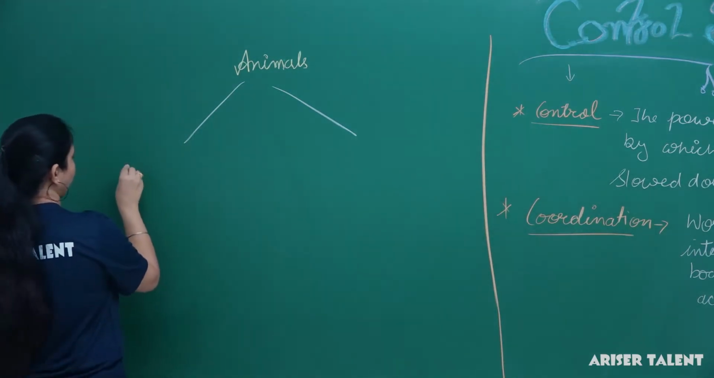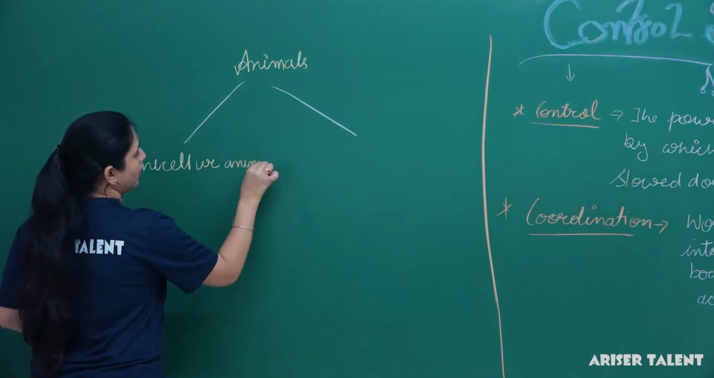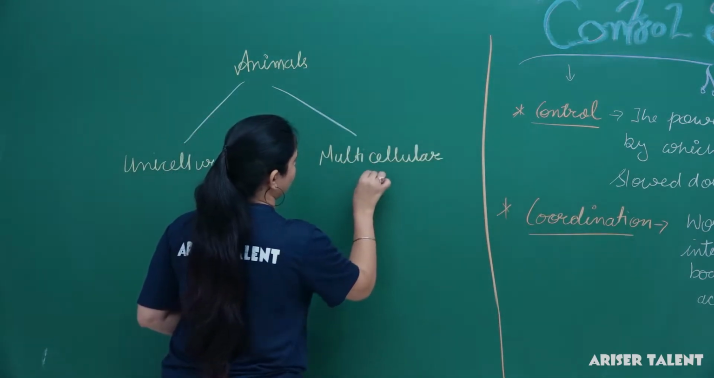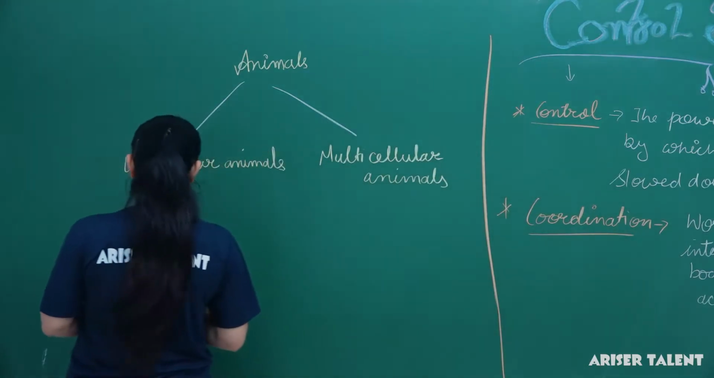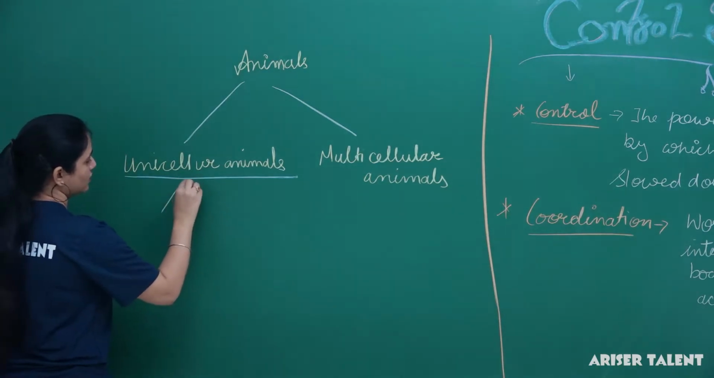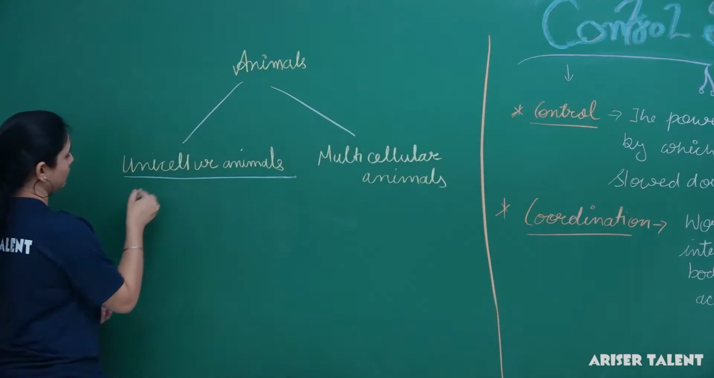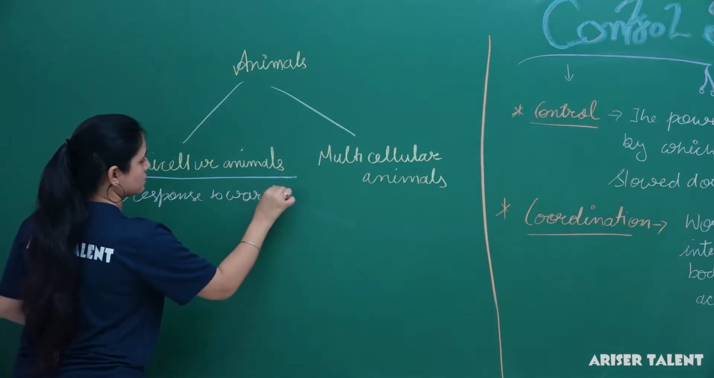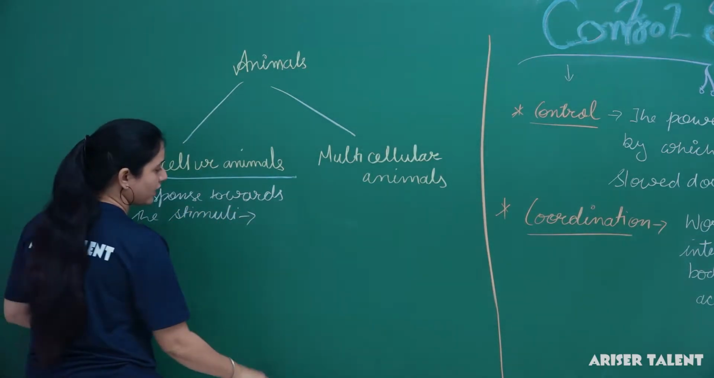So animals are of two types: unicellular animals and multicellular animals. In unicellular animals, the response towards the stimulus is known as taxis.